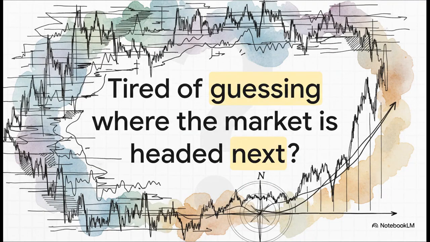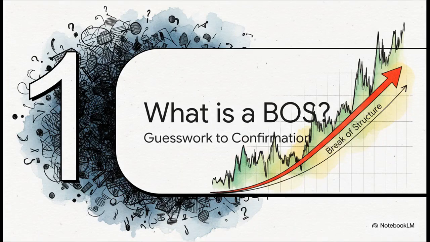You know that feeling, right? You're staring at a chart, the price is jumping all over the place, and you're just guessing, hoping you can catch that next big move before it's too late. It's a super common frustration, but trust me, there's a much better way than just crossing your fingers. And that solution is all about making a shift, moving away from guesswork and toward looking for actual confirmation from the market itself. This is exactly where the idea of a break of structure comes into play.